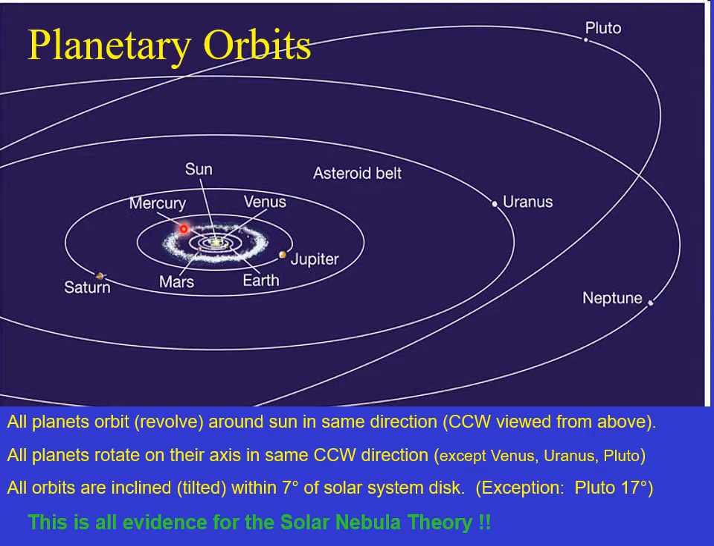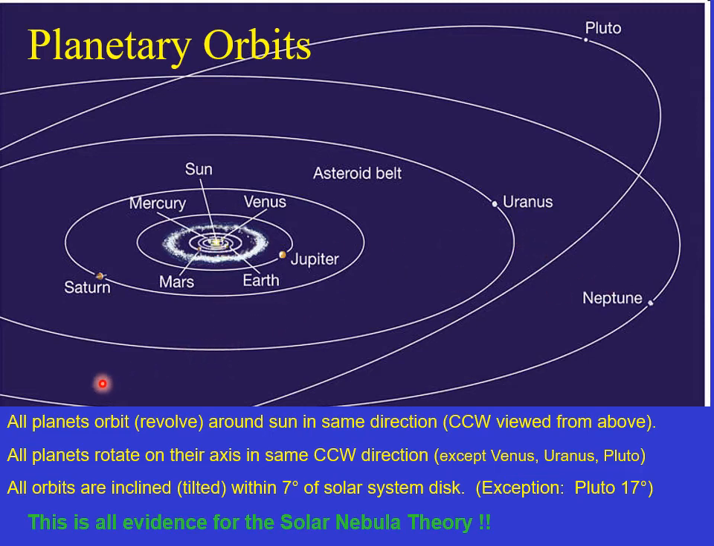This fuzzy-looking ring of debris between Mars and Jupiter is the asteroid belt, which we'll talk about later in this chapter. And then we have the outer planets. Here's Jupiter, here's Saturn's orbit, and then Uranus and Neptune. And then just for fun, we put Pluto's orbit shown here. So this is what our solar system looks like in terms of the scale of how the planets are spread out.